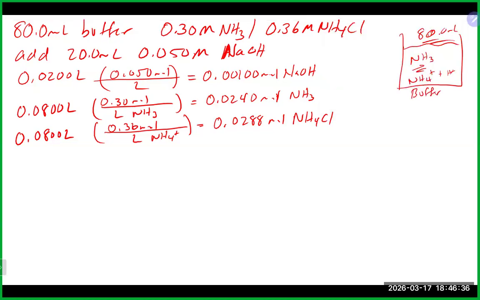All right, now that we have the moles of everybody, we can do our ICE table here. We're going to add the sodium hydroxide, which obviously is a base, and when it reacts, it will react with the acid part of our buffer. And we're going to get some ammonium chloride here. If you want to keep the chloride in there, it's just hanging out as a spectator ion.